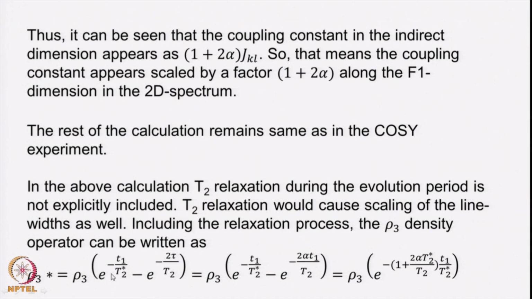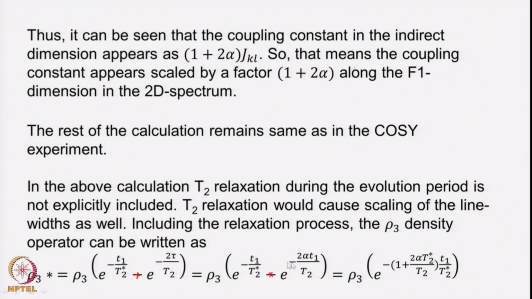So, if during the T1 period the time constant of relaxation is T2 star, therefore I have this e to the minus T1 by T2 star. So, this is the multiplication, and this is also the multiplication here. Therefore, you get rho 3 into e to the minus T1 by T2 star, multiplied by e to the minus 2 tau by T2, because this total is the relaxation factor. This is the first relaxation during the time T1, and this is the relaxation with the time constant T2.